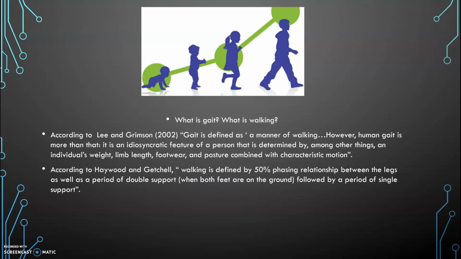And according to Haywood and Getchell, walking is defined by 50% phasing relationship between the legs as well as a period of double support, when both feet are on the ground, followed by a period of single support. The four main stages we will be going over are prenatal, early childhood, adulthood, and older adulthood.